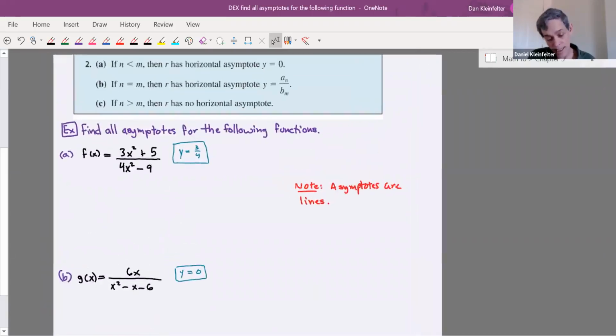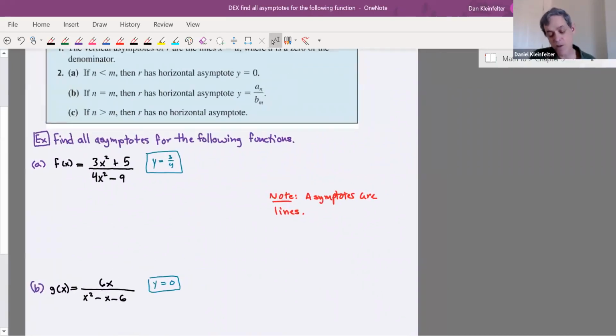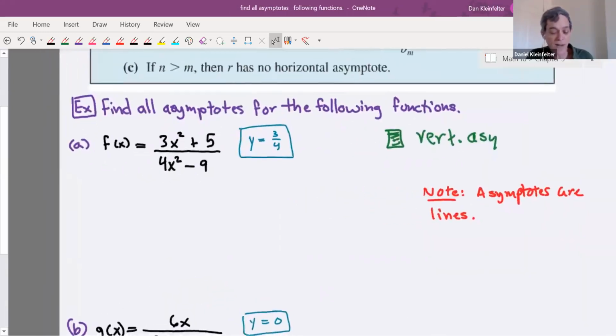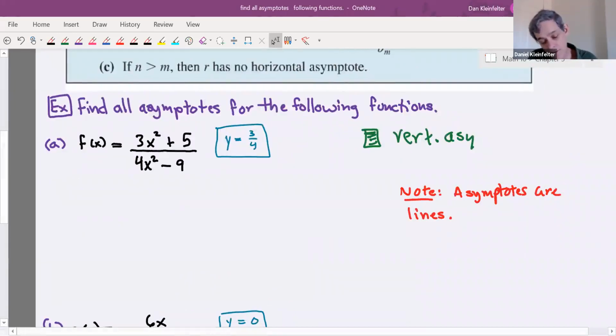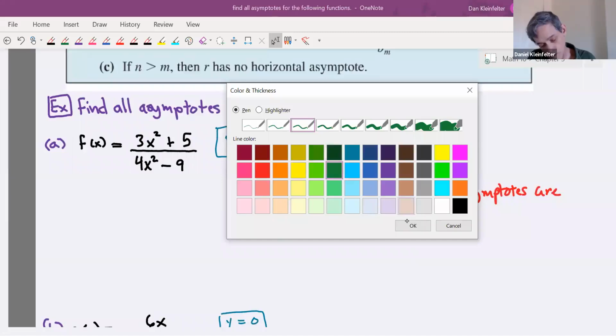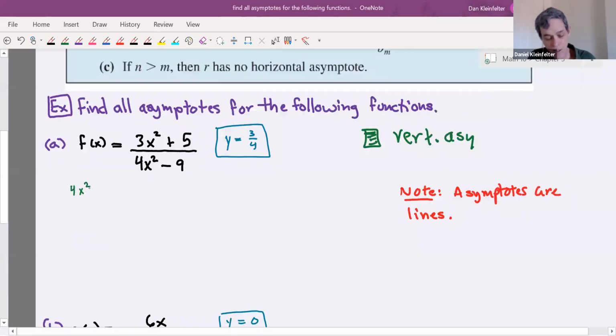All right, so these examples, it said find all of the asymptotes for these functions. So these have been the horizontal asymptotes. Just for practice, let's go ahead and get all of the vertical asymptotes as well. So I'm going to do those in green. So to contrast, again, the vertical asymptotes will come from the zeros of the denominator. So for this one, we have 4x squared minus 9 equals 0. So 4x squared equals 9, x squared equals 9/4. So then x will equal plus or minus 3/2.